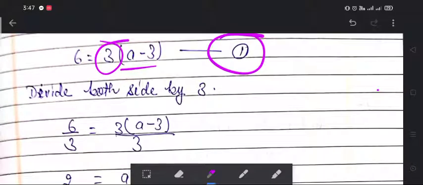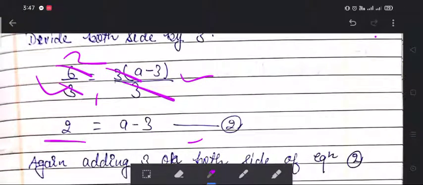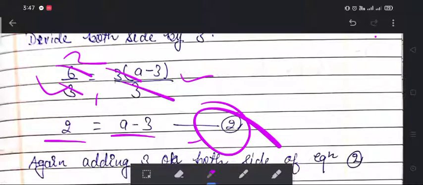So here we write 6 by 3 is equal to 3 into a minus 3 upon 3. Here 3 and 3 cancel out, and 3 ones are 3, 3 twos are 6. So we get 2 is equal to a minus 3. This is condition number 2.